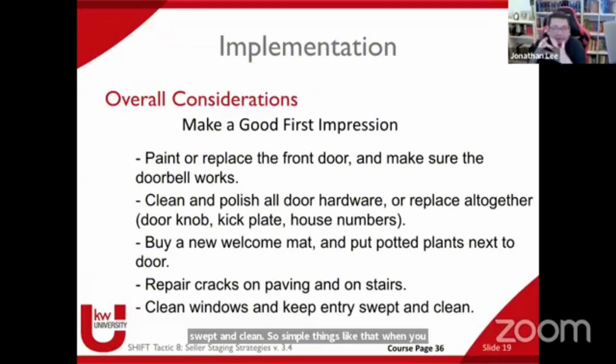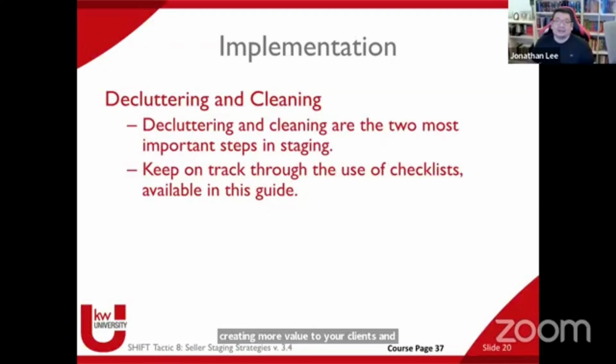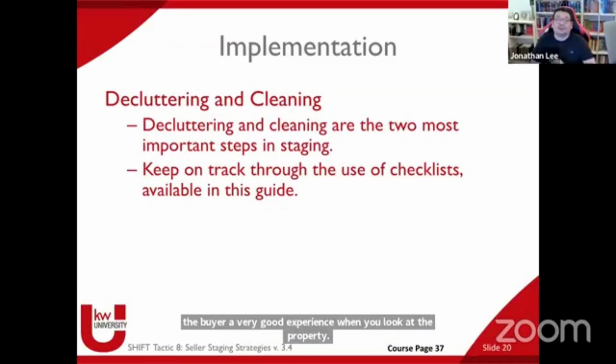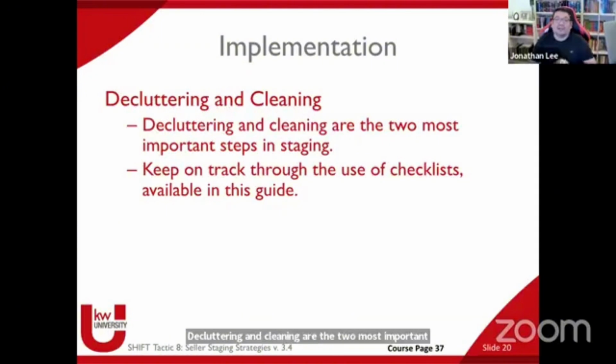I know it's a lot of work, but you think about it, if I do this consistently with all my owners, would I then build a better reputation compared to other agents, right? So this is how we want you to think about creating more value to your clients and bringing the buyer a very good experience when you look at the property, right? Decluttering and cleaning are the two most important steps in staging. Keep on track through the use of checklists available in this guide. So if you're interested to find a checklist about decluttering, email us and we will potentially send you one.